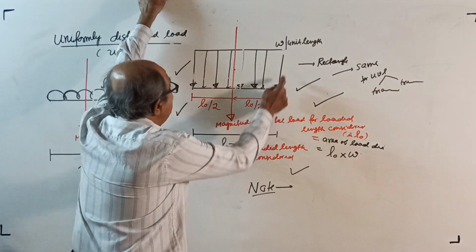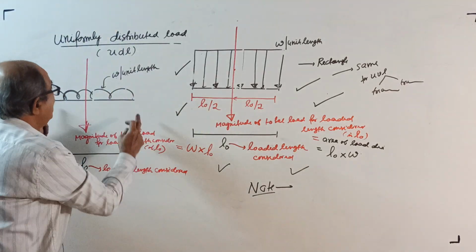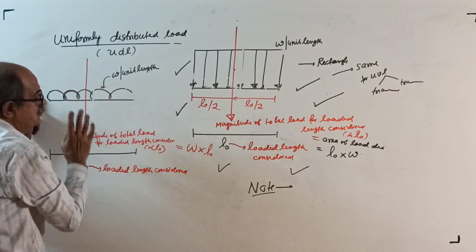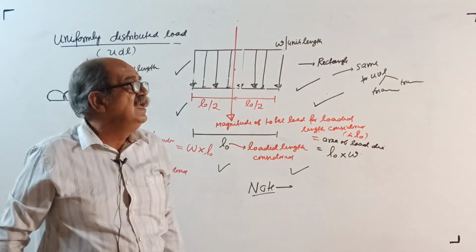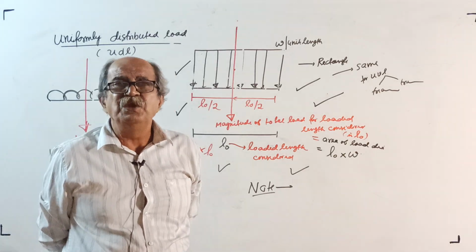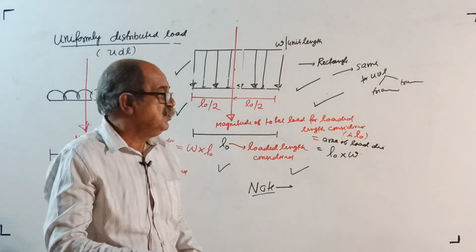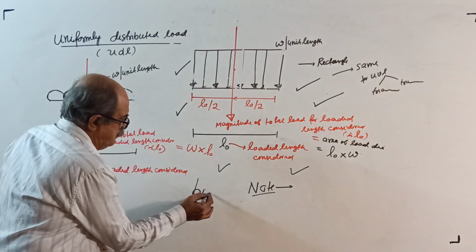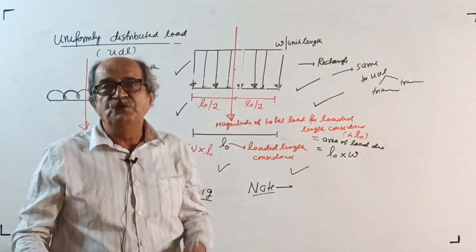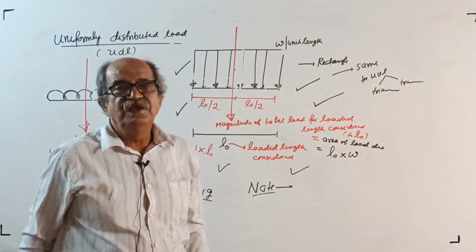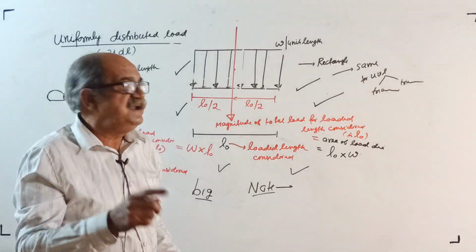Once again, same, see, interchange. Here, base into height, here, height into base. But the height you have to imagine. That means this height is W. This I will tell once again later, in case of UDL, we will not bother about area. You can consider area, no problem, but it is a waste of time. So, make a note, big note. In case of UDL, from now onwards, we will not bother about that area. Simply, total load equal to intensity into loaded length.